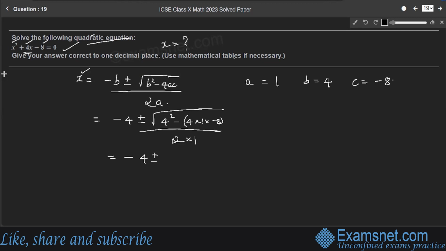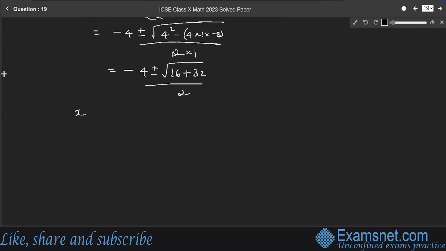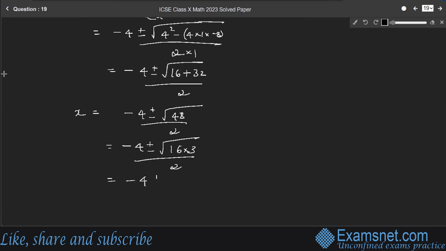Now x is equal to minus b, which becomes minus 4, plus or minus root of b square, which is 4 square, minus 4ac: 4 into a, which is 1, into c, which is minus 8, divided by 2 into 1. Minus 4 plus or minus root of 4 square, which is 16. Minus of minus becomes plus, so 16 plus 32, divided by 2. Therefore, x is equal to minus 4 plus or minus root of 16 plus 32, which is 48, by 2. Root 48 can be written as root of 16 into 3. Root 16 is 4, so you can take out 4 and get 4 root 3 by 2.